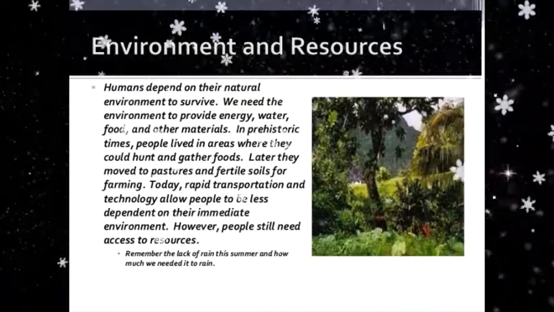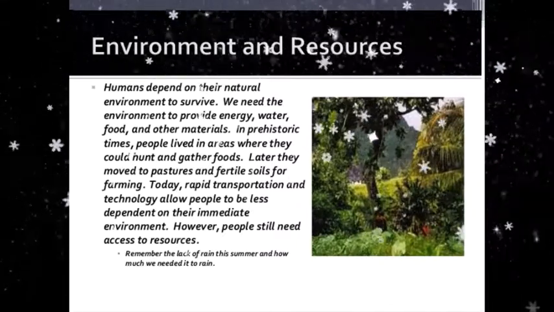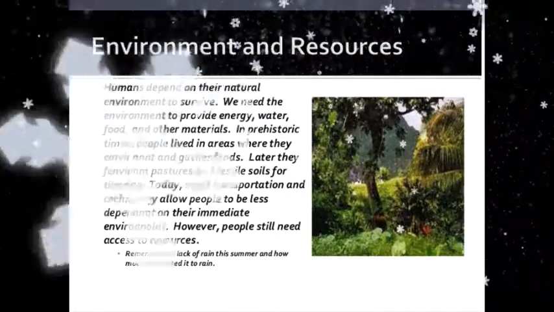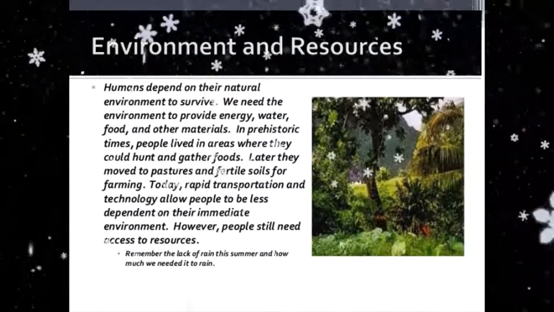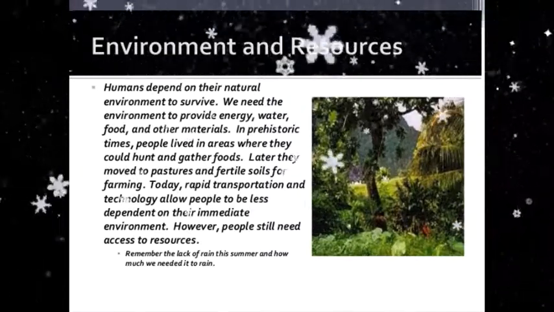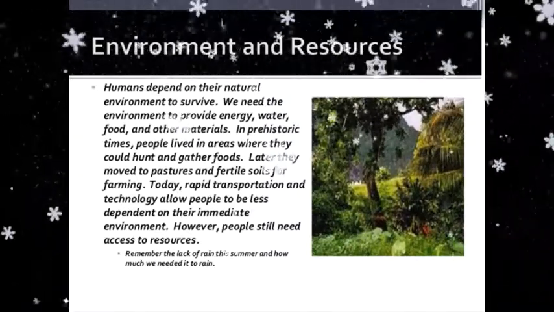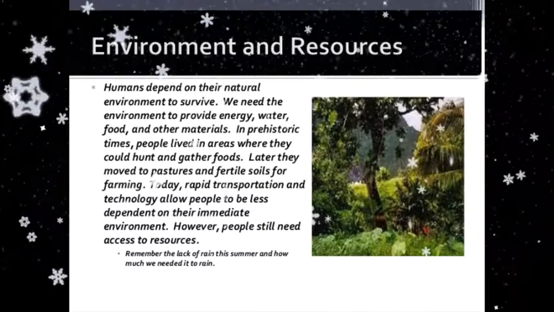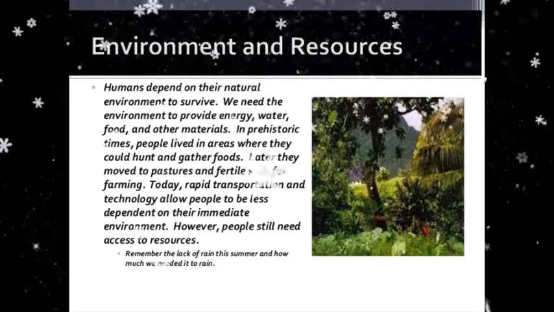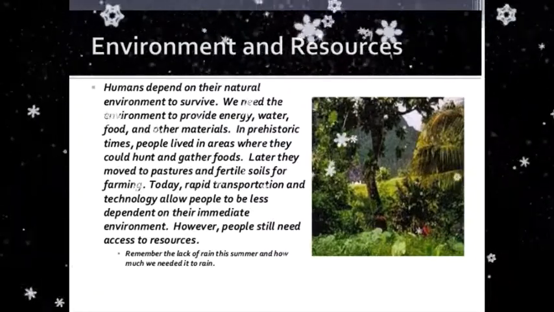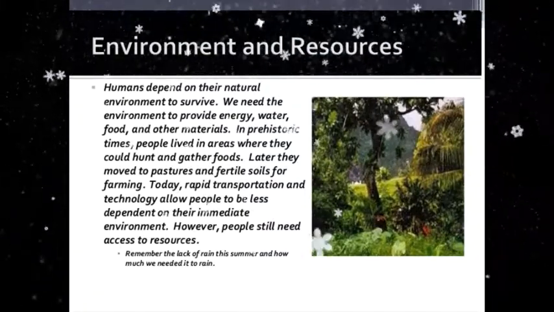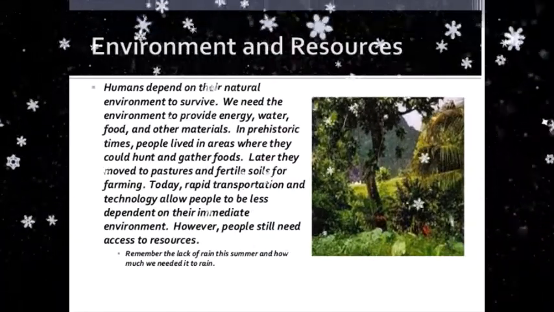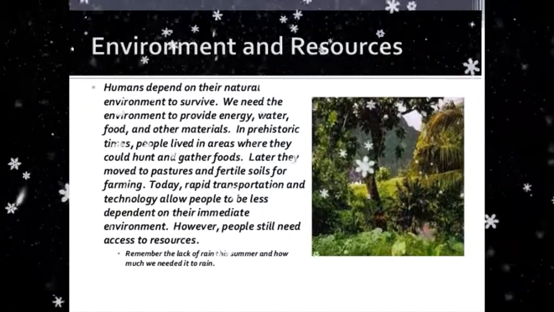Environment and resources. Humans depend on their natural environment to survive. We need the environment to provide energy, water, food, and other materials. In prehistoric times, people lived in areas where they could hunt and gather food. Later, they moved to pastures and fertile soils for farming. Today, rapid transportation and technology allow people to be less dependent on their immediate environment. However, people still need access to resources. Remember the lack of rain this summer and how much we needed it to rain.